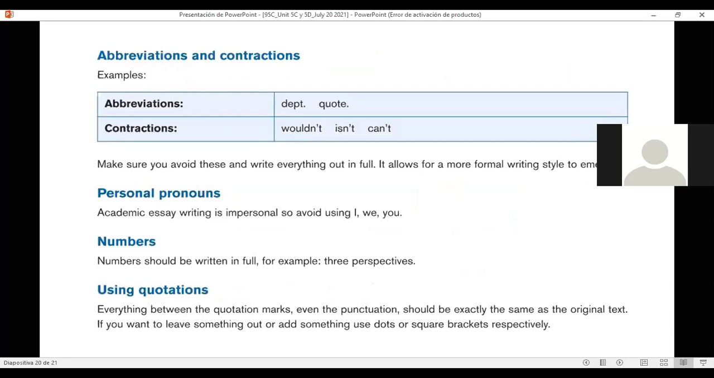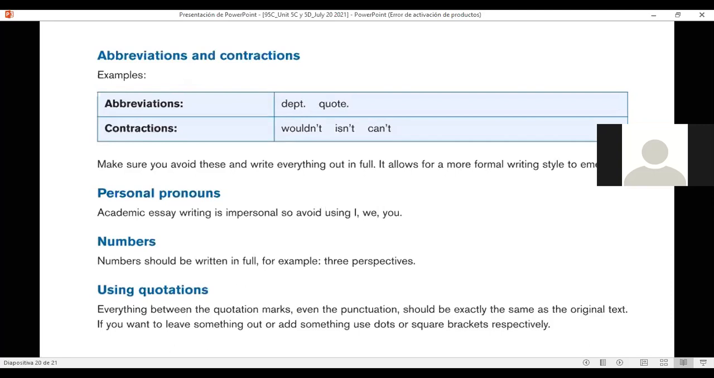Just before we start with the classwork, we're going to take into consideration this. ¿Sí? Antes de que empiecen con el classwork del día de hoy, don't forget and make sure to avoid this and write everything in full. What does it mean? ¿Qué significa? Que un ensayo es algo mucho más formal. ¿Sí? Un ensayo académico sobre todo es algo mucho más formal.